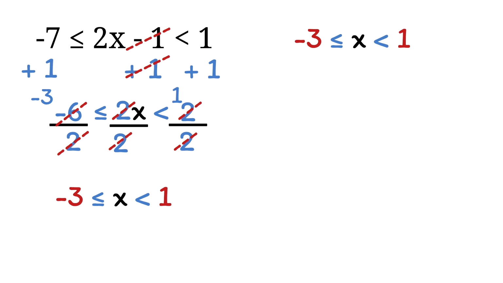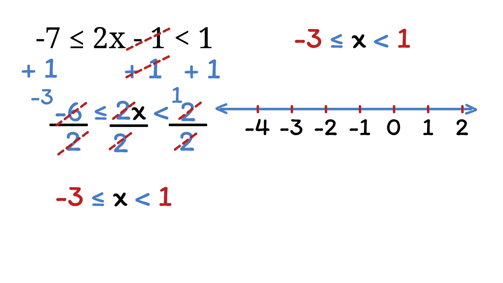Now let's graph this answer on our number line. So let's start with the left portion of our answer. x is greater than or equal to negative 3.